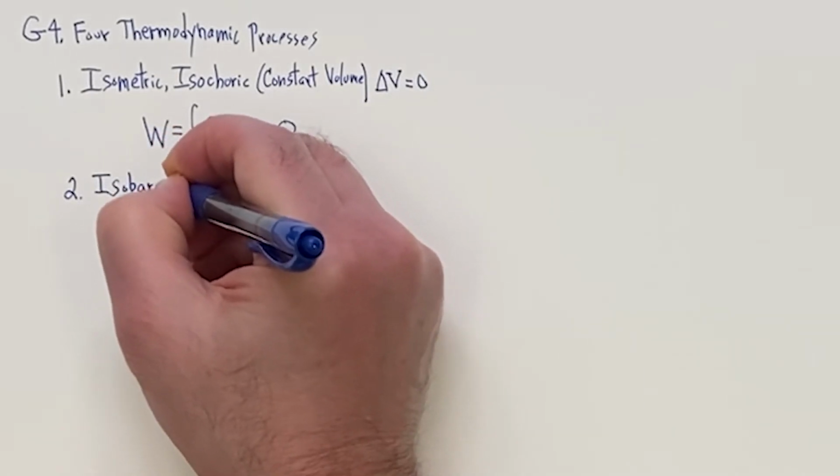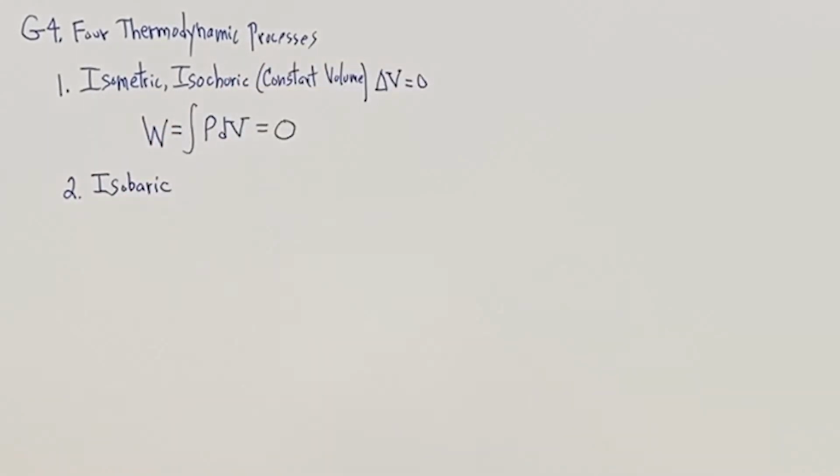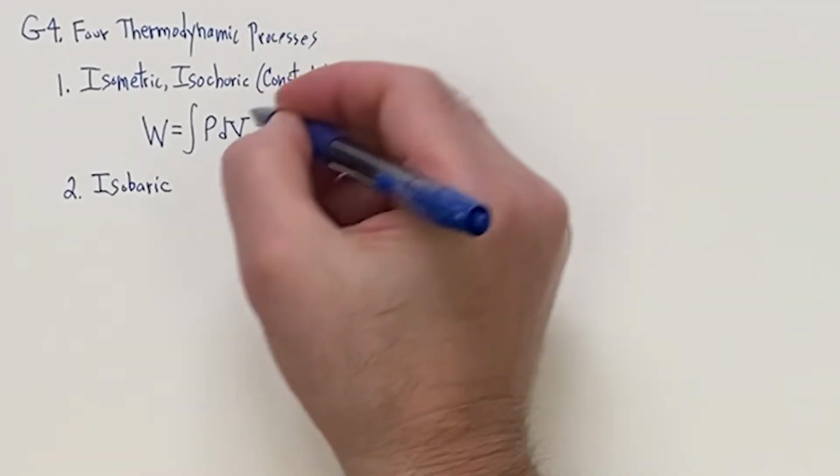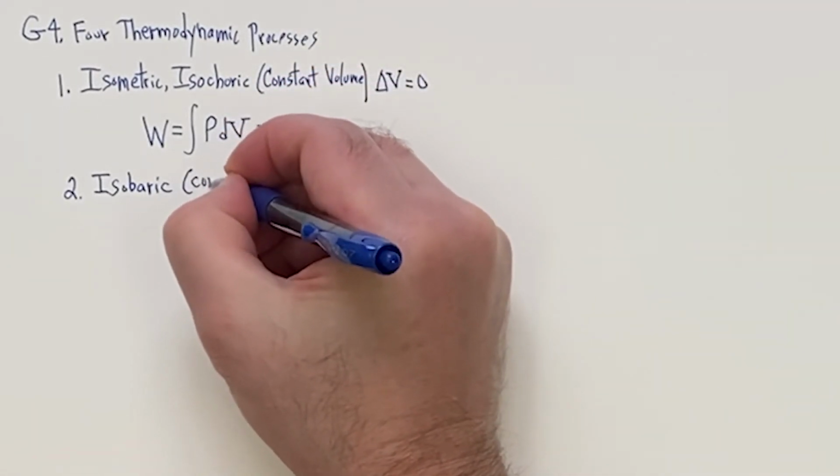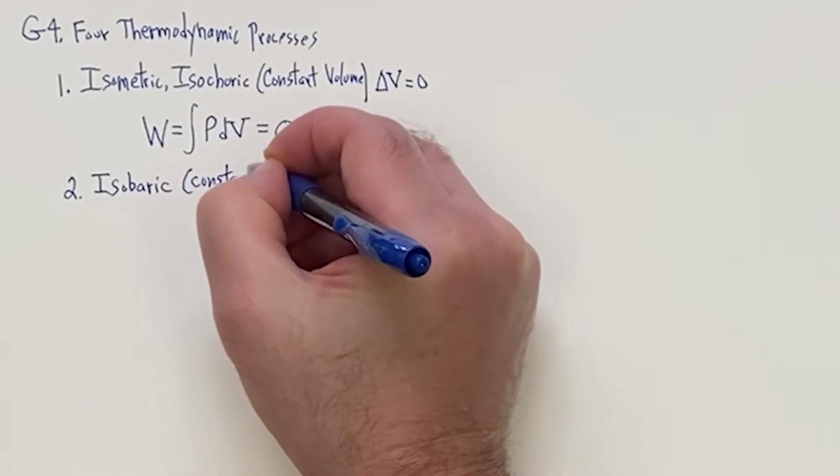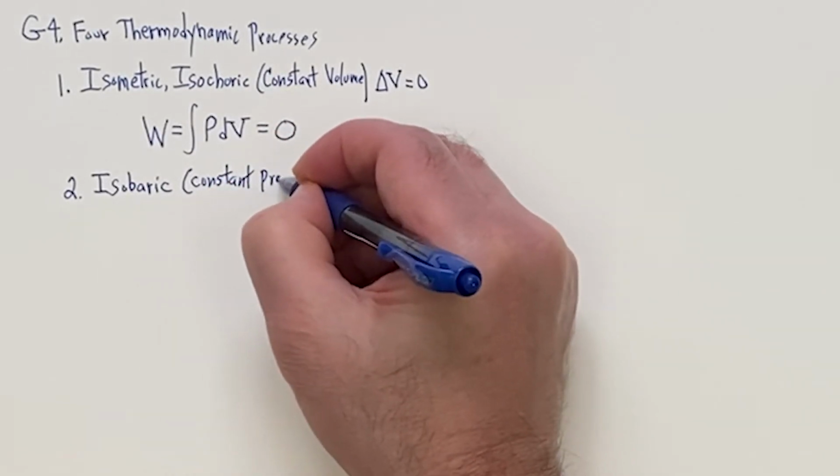2, isobaric. I remember isobars in meteorology or weather maps, lines where the pressure is constant. So this is constant pressure.